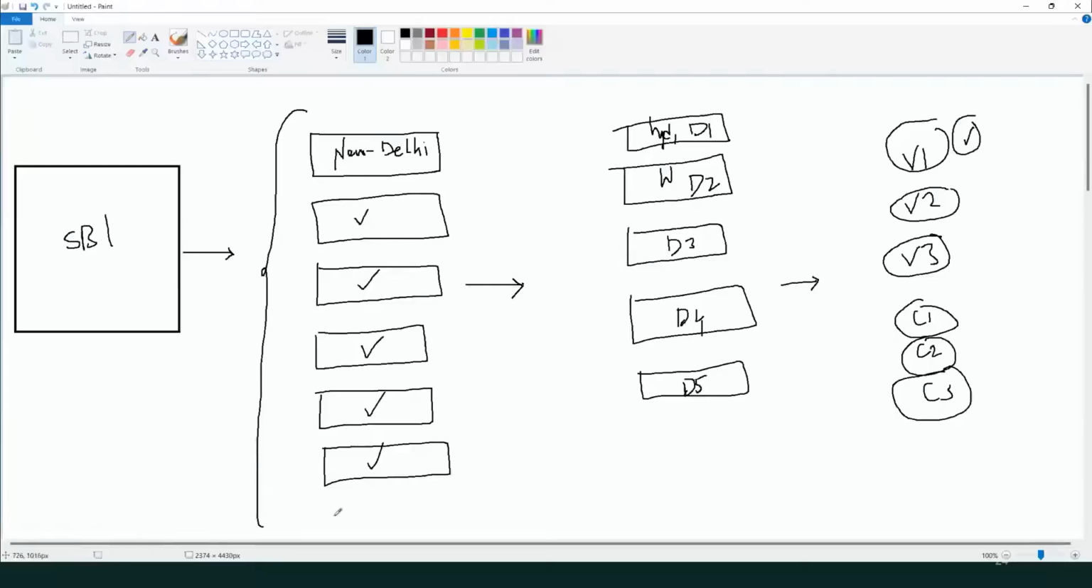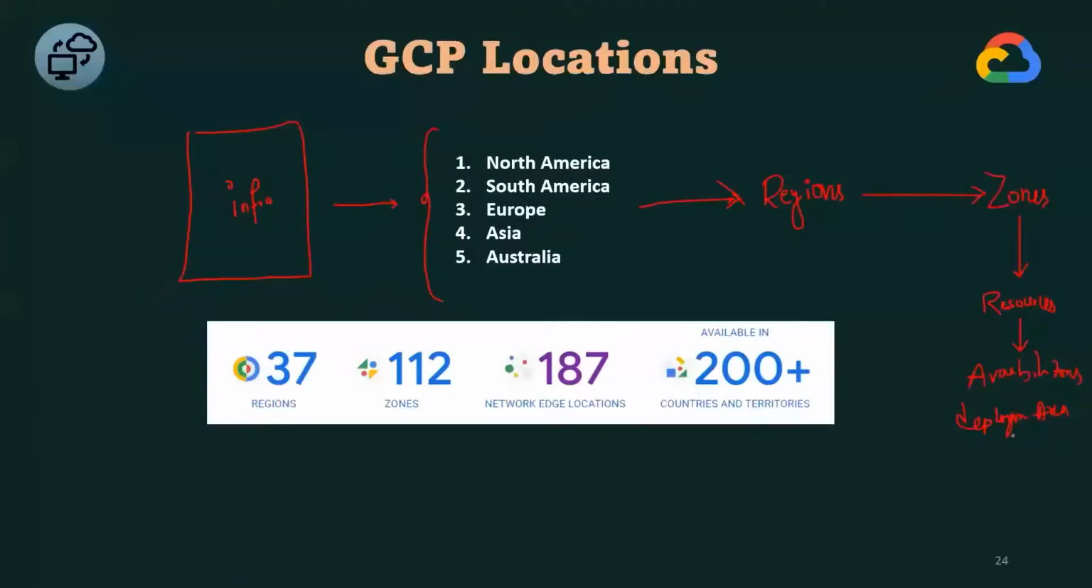Okay, so this is why we are doing this. This is for organizing purposes, only for proper organization. Actual resources will be available in the zones only. That is the reason zones are called availability zones. On top of the resources, we will be doing the deployment. So that's the reason zones are also called a deployment area. Whenever you have the resources, we try to deploy our applications on top of them.